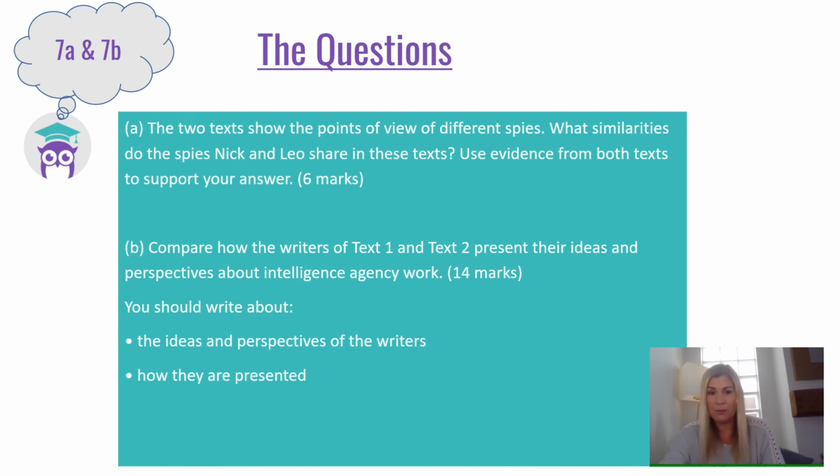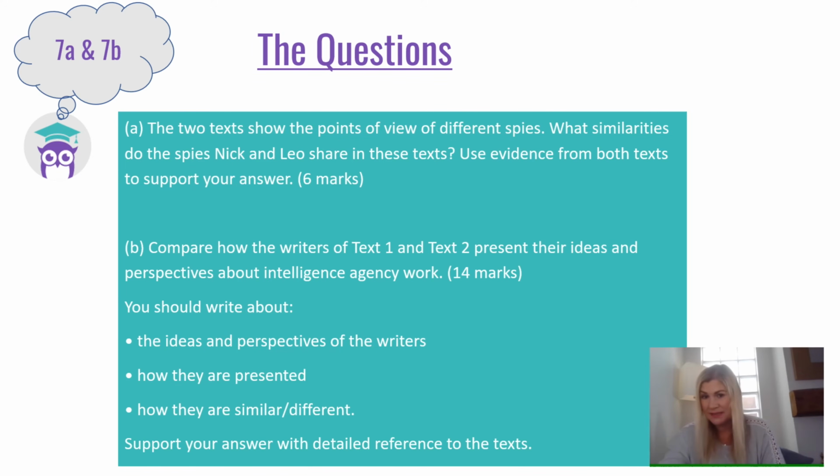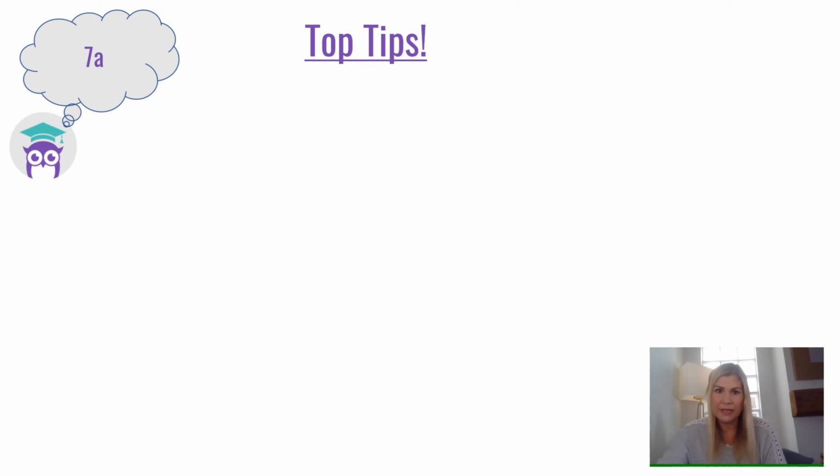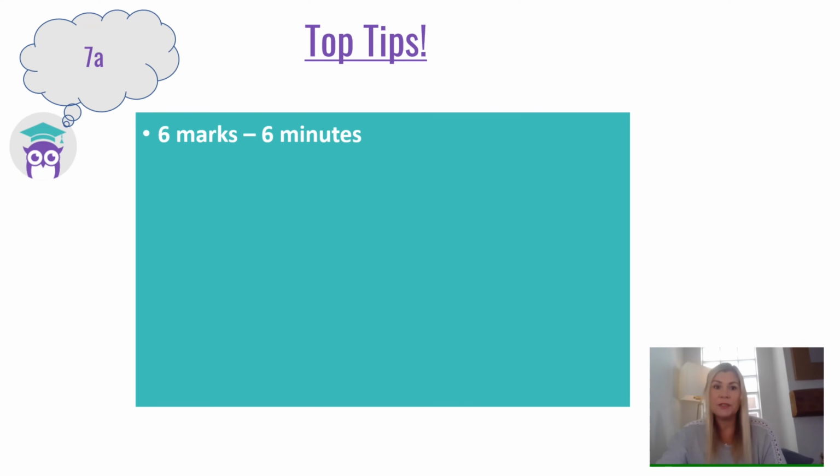And then 7B: compare how the writers of text 1 and text 2 present their ideas and perspectives about intelligence agency work, writing about ideas and perspectives, how they're presented and how they're similar and different. And of course, they want you to support your answer with detailed reference, so quoting from both. So we're going to start off with 7A, just looking at some top tips. So as I said before, 6 marks, 6 minutes, so not too much writing time.